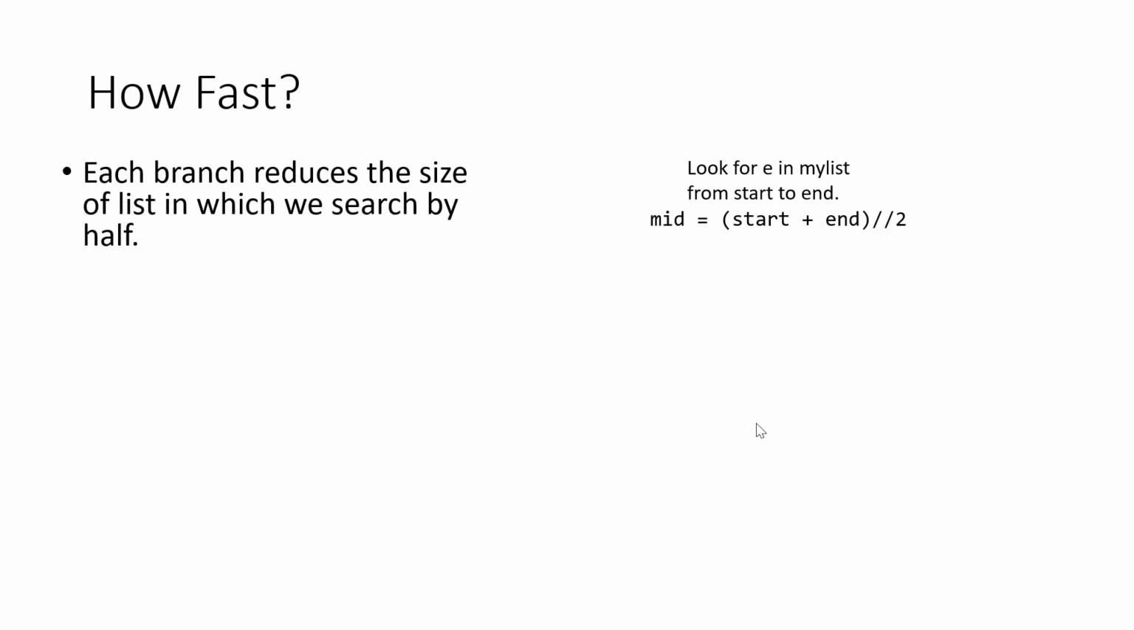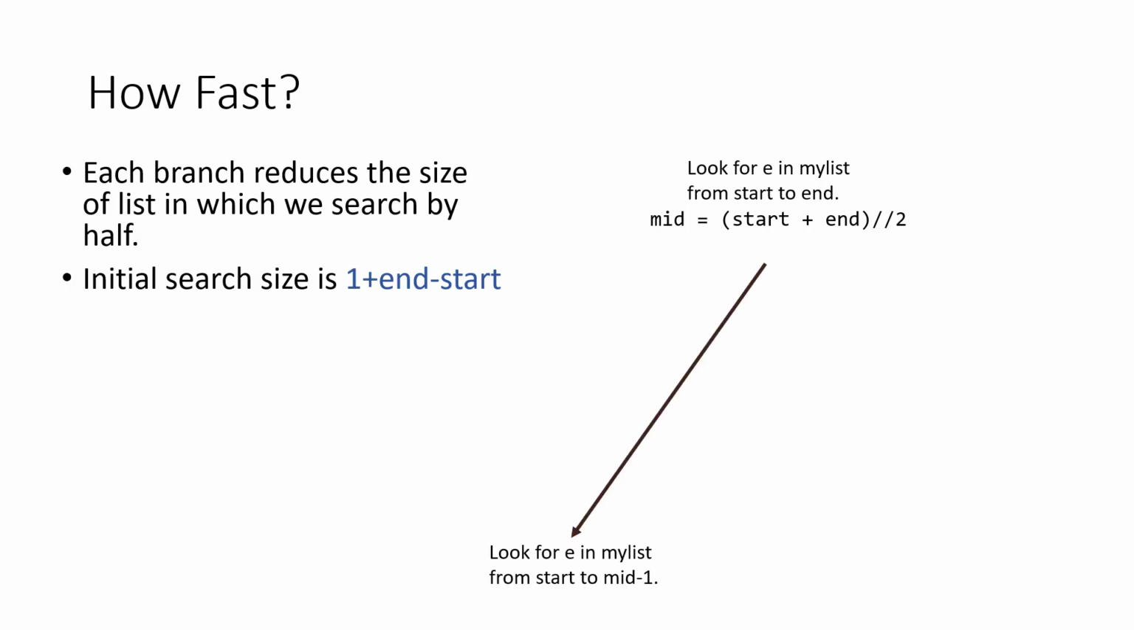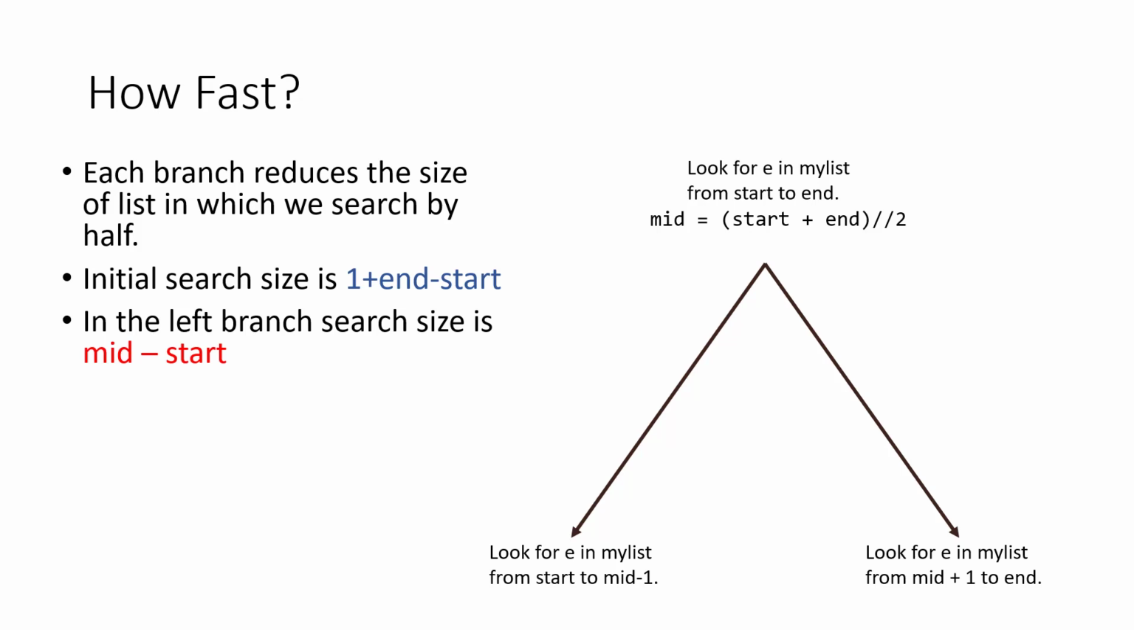Now that we have that program which searches for an element in a list, does it really help in searching for the element any faster? We'll try to answer that question now. We'll first of all show that each branch reduces the size of the list in which we search by half. The number of elements in my list from start to end is simply 1 plus end minus start. If we take the left branch, then we have to search a list whose size is mid minus start. If we take the right branch, then the number of elements we need to search is end minus mid.